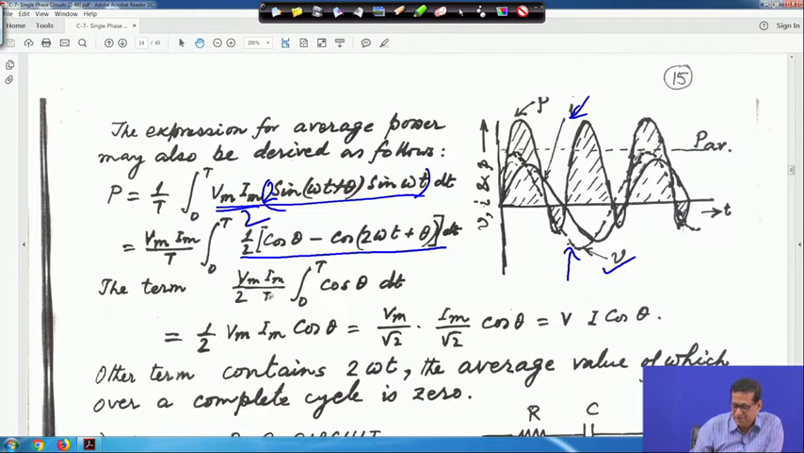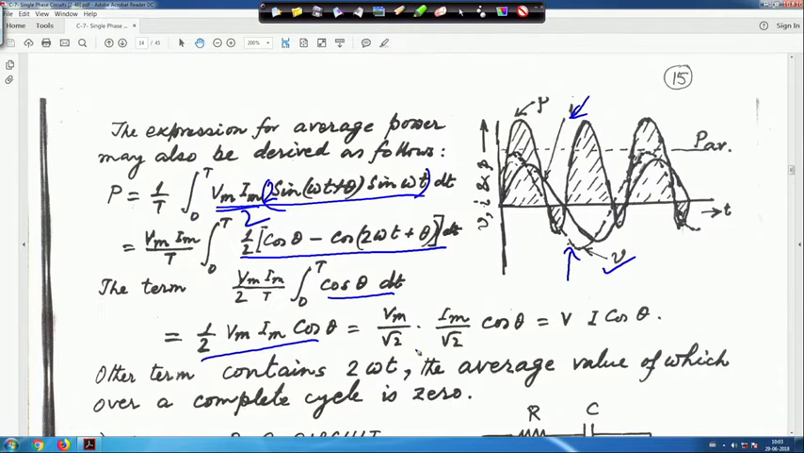Therefore it becomes Vm Im upon T, integral from 0 to T, of cos theta dt. If you integrate, the other term will vanish, and finally it again becomes half Vm Im cos theta, which is Vm by root 2 into Im by root 2 into cos theta, equal to VI cos theta. V is the RMS value and I is the RMS value. Other terms contain 2 omega t, the average value of which over a complete cycle is 0. If you do the integration, you will see this becomes 0.